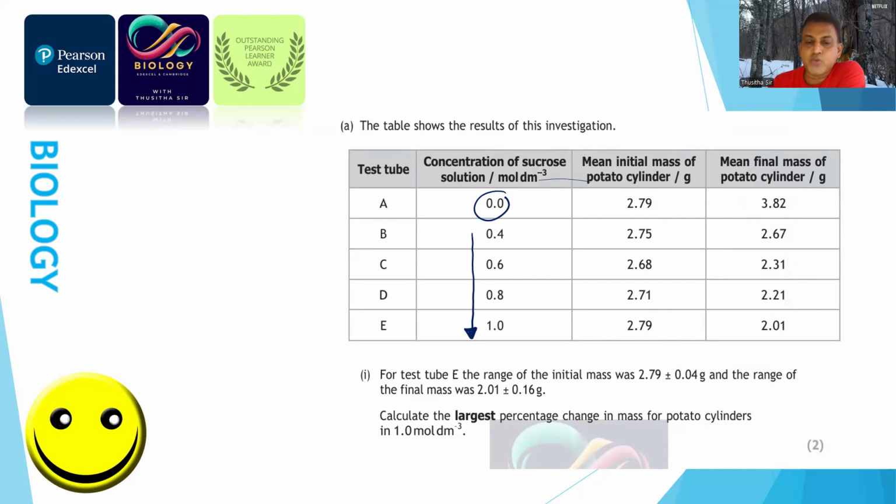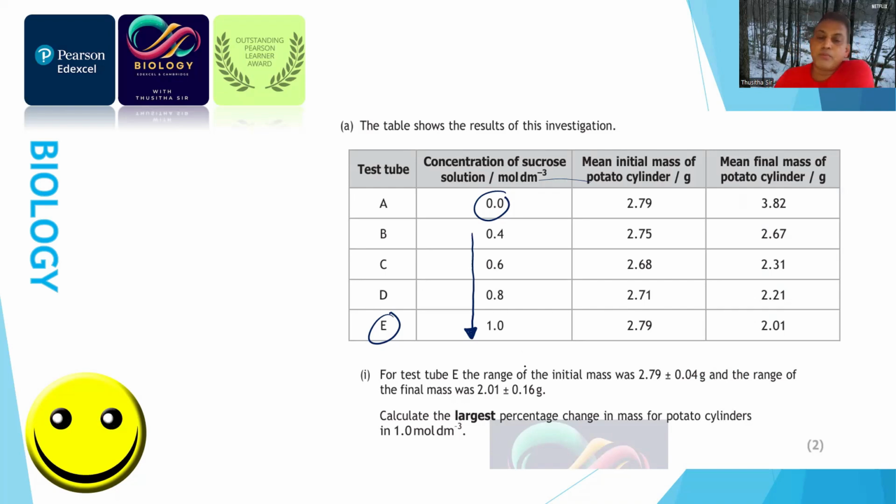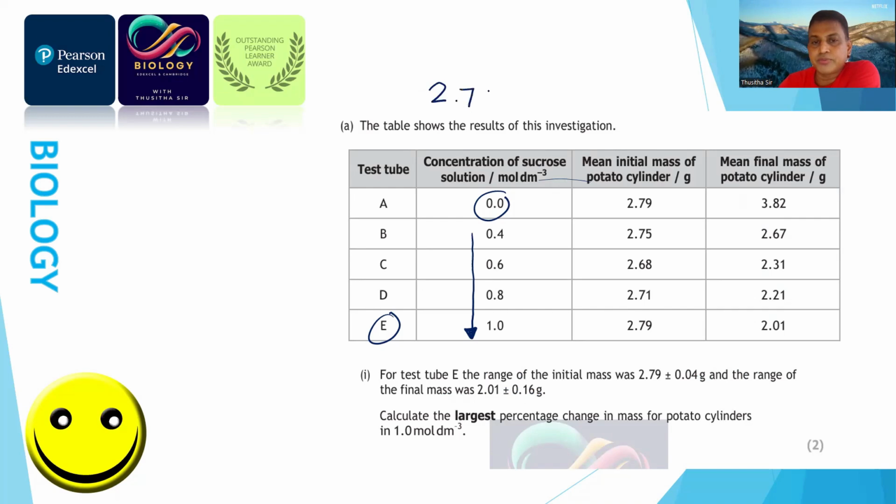For test tube E, the range of the initial mass was 2.79 plus or minus 0.04 gram, and the range of the final mass was 2.01 plus or minus 0.16 gram. Right, what you see in the numbers are the mean value and standard deviation.